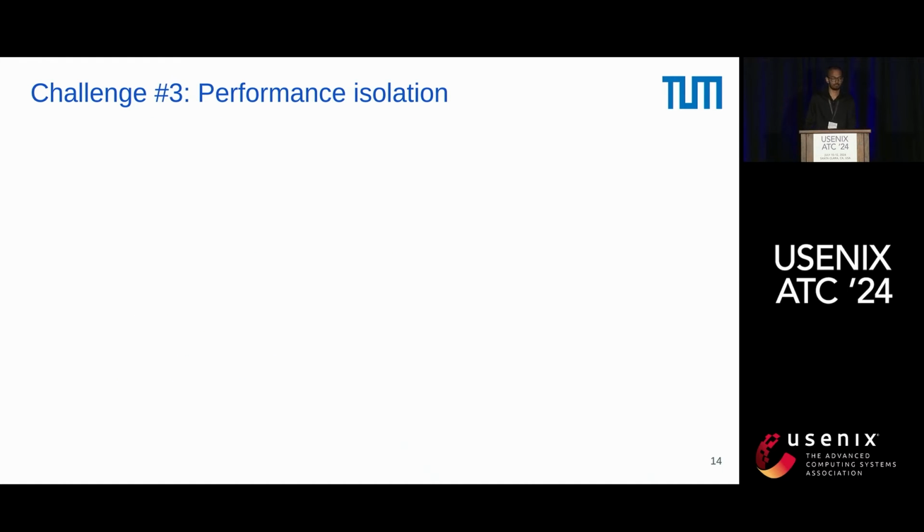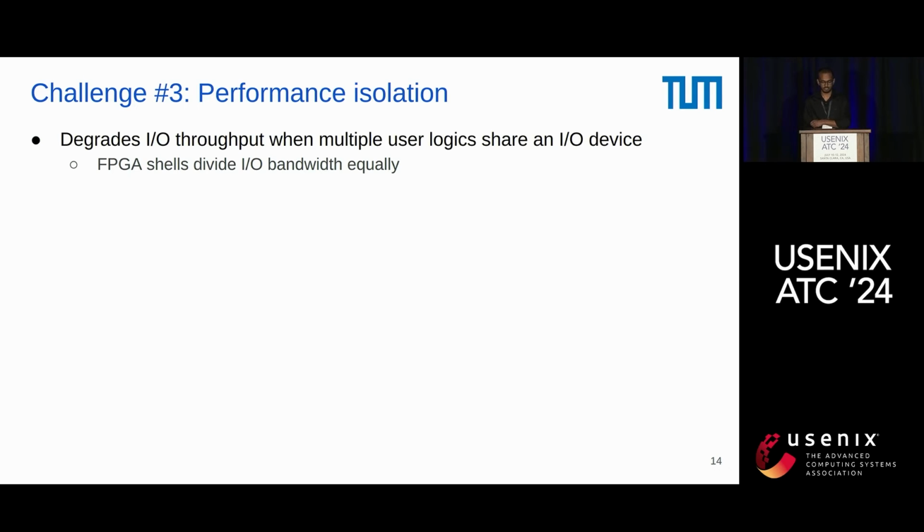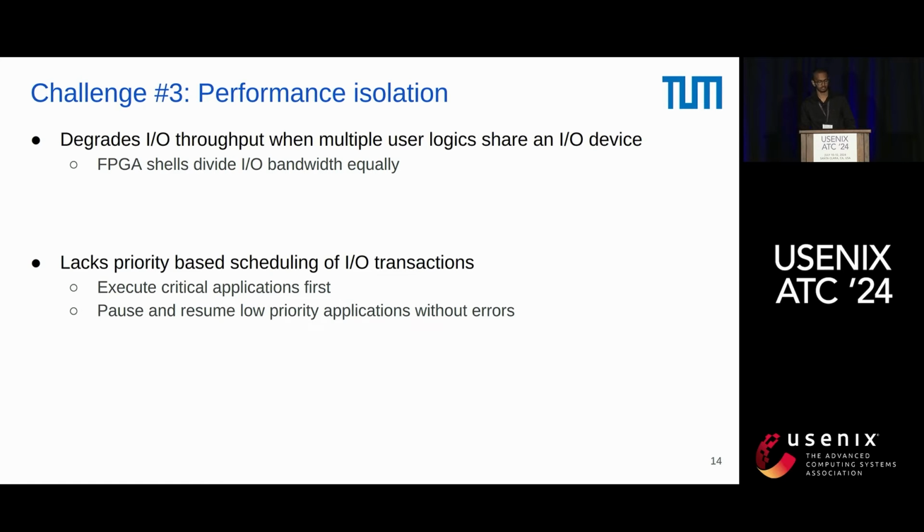And the final challenge arises because of the lack of performance isolation between multiple user logics. When multiple user logics share an I/O device, the I/O throughput for the performance critical applications can degrade a lot because the existing FPGA shells equally divide the I/O bandwidth between the user logics. What this means is that for high priority applications, we need a priority-based scheduling mechanism for the I/O transactions, wherein we execute the high priority applications first, and additionally provide the mechanisms to pause and resume the low priority applications without any errors.